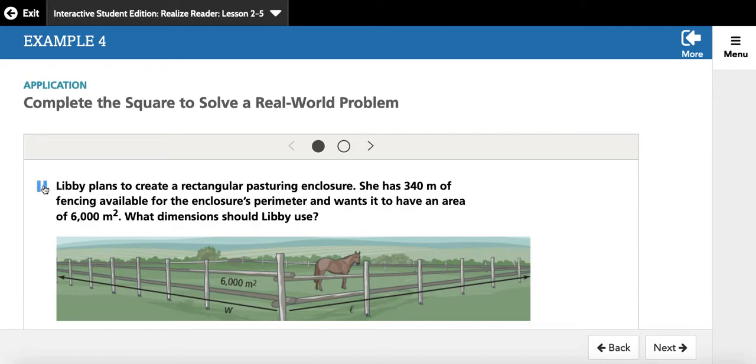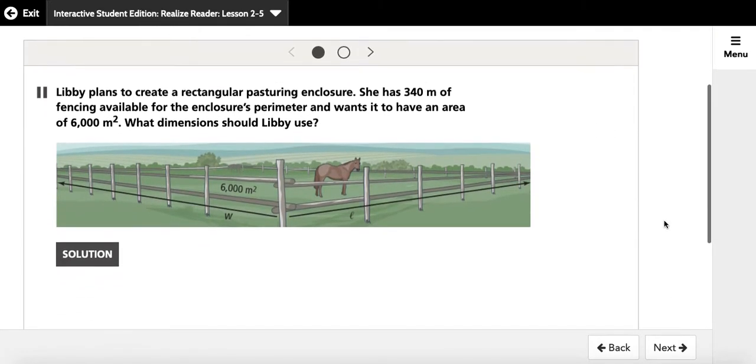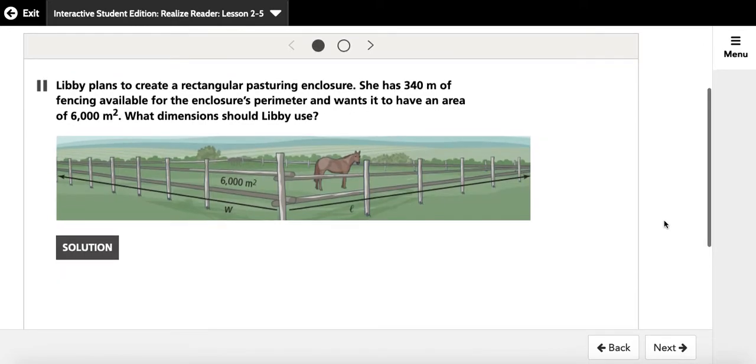Libby plans to create a rectangular pasturing enclosure. She has 340 meters of fencing available for the enclosure's perimeter and wants it to have an area of 6,000 square meters. What dimensions should Libby use?